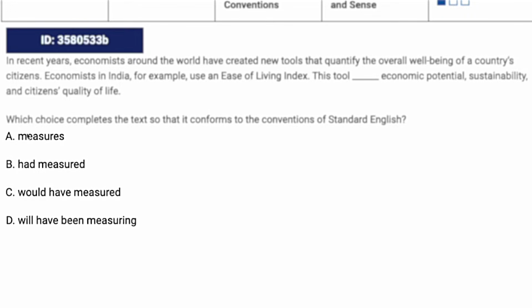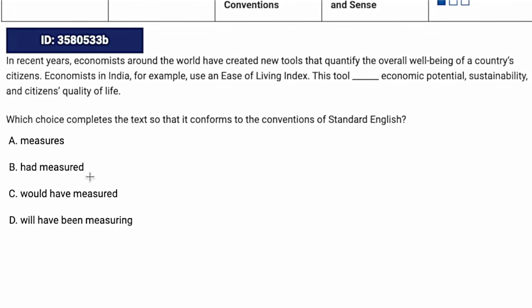And when we're looking at verb questions, we're either talking about subject-verb agreement or we're talking about tense. I can tell that this is a tense question because all of these are in a different tense. So the easiest way to go about these is to look at the context and try to find other verbs to make sure that you're in the same tense as the surrounding sentences. So if we go to the sentence right before this one, we see economists in India use, that's our verb, use an ease of living index.